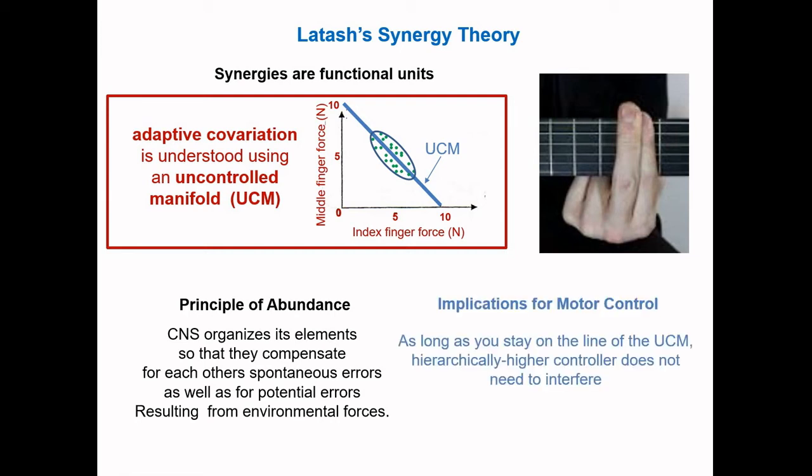This theory has some implications for understanding the nature of motor control. Remember, synergies are an intermediate level of functional organization in motor control. Higher levels of the central nervous system will recruit synergies, and the synergies will take care of the details of organizing how the elemental variables are coordinated. Given this, an implication of Latash's synergy theory is that as long as you stay on the line of the uncontrolled manifold, a higher level of controller will not need to intervene in the motor control.